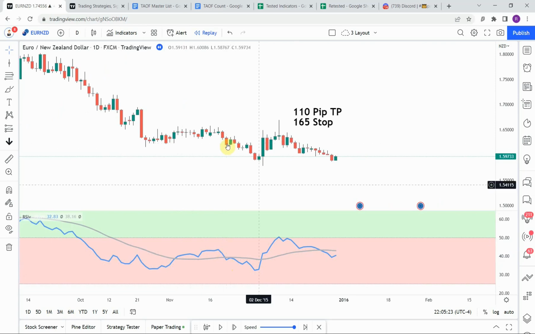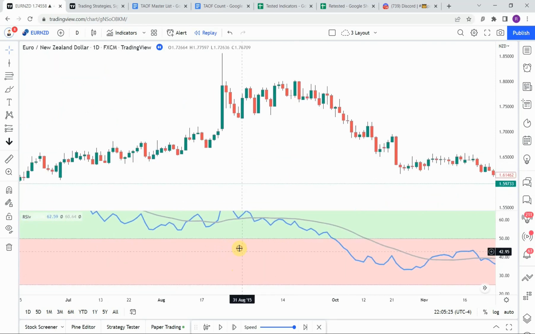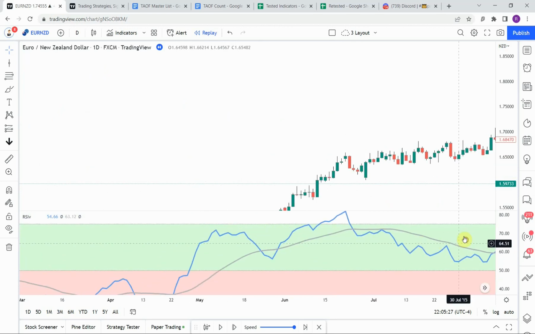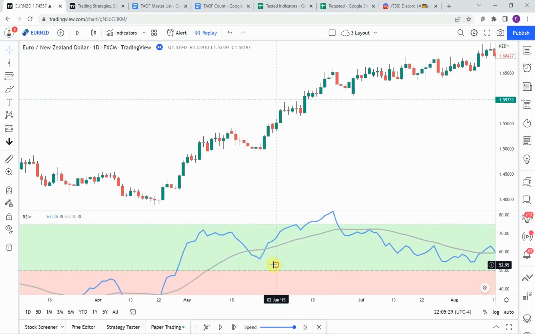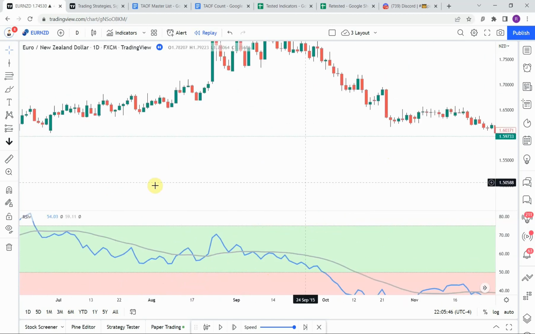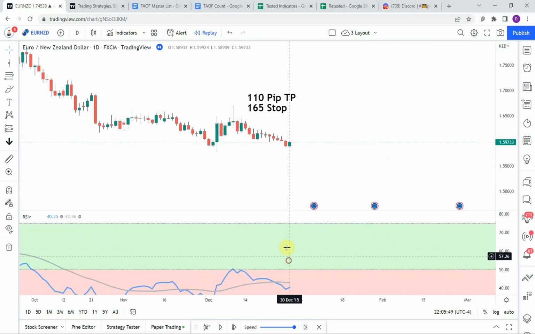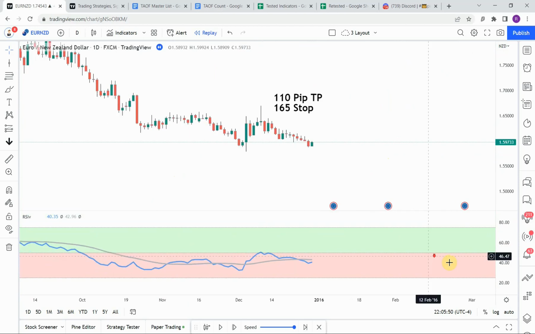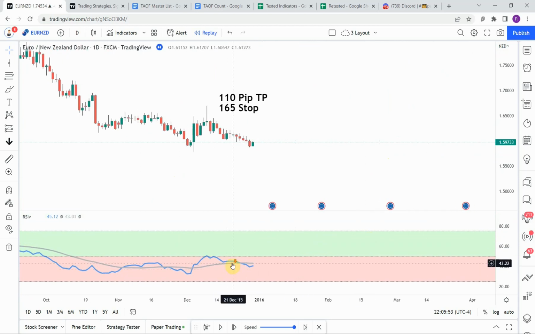That will be another signal to go short. On the opposite side, here's an example where both the gray and the blue line are in the green area. We get a pullback below the gray line and then a blue line cross above that gray line right here. That would be a signal to go long. And so that's the twofold setup that we're looking for in this particular case.